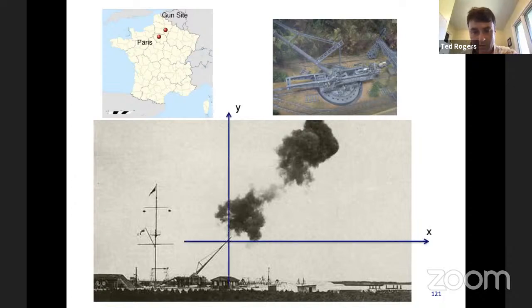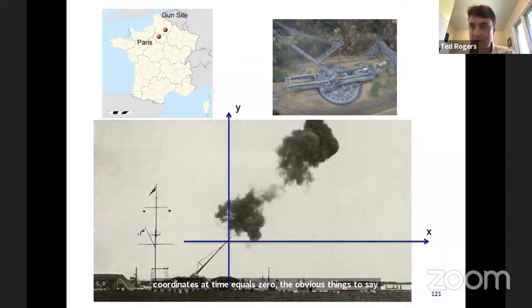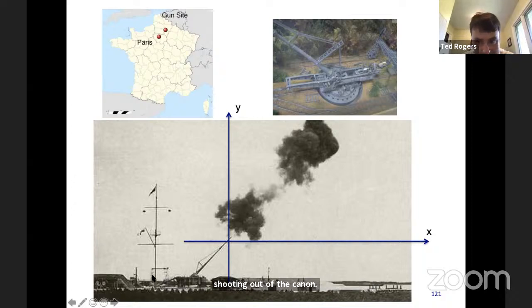Okay, so the first step we talked about was to say where the zeroth coordinates will be at time equal to 0. The obvious thing is to make time equal to 0 be when the shell comes shooting out of the cannon. By the way, it's mounted on a railroad. I hope you can see there's kind of a train here, and here's the cannon. Again, that just gives you some perspective on this gun.